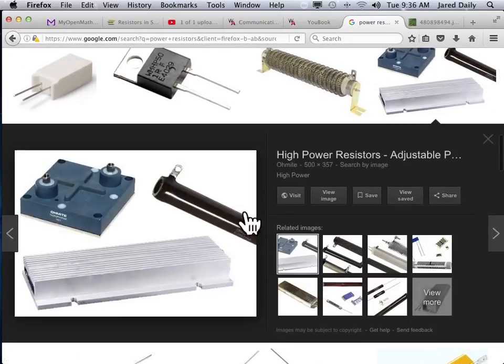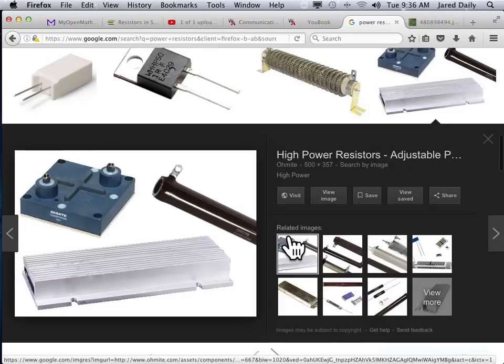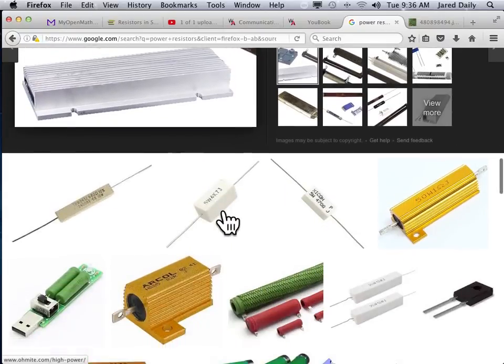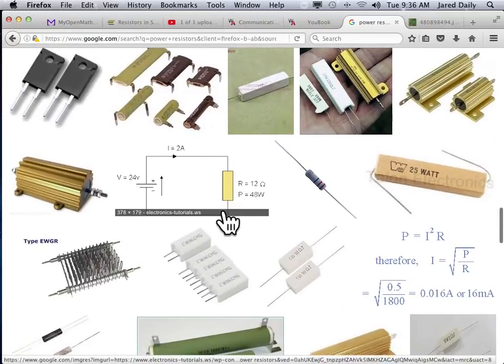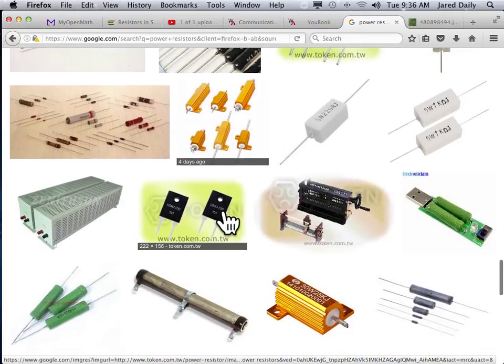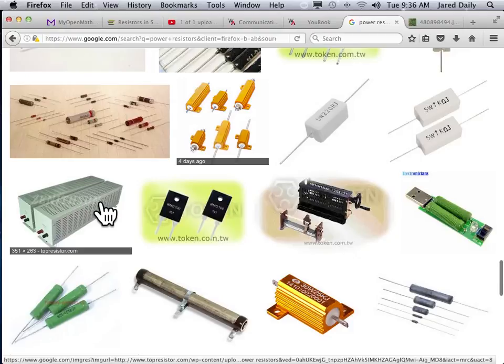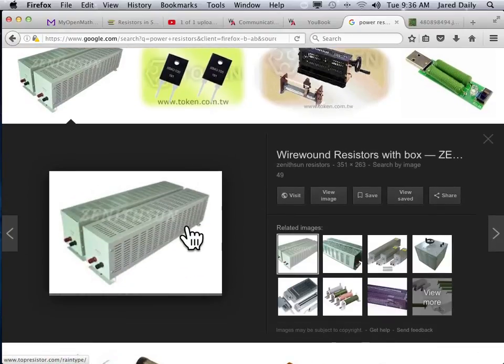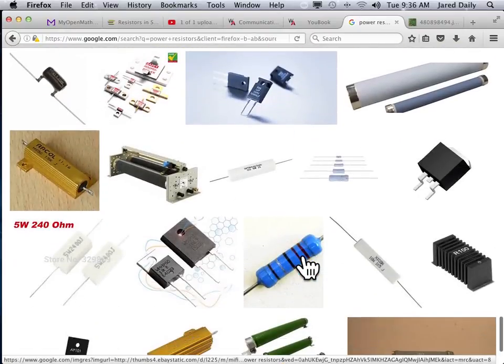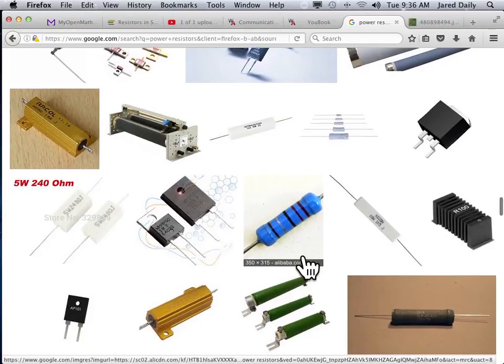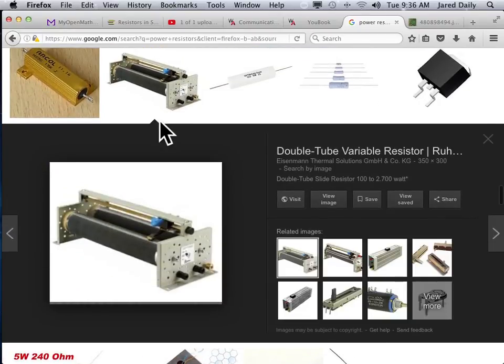Here's a power resistor that uses a different kind of heat sink. This one has a hole through the middle so that air can go through it and cool it off. So some of these resistors can be the size of a building. This one is enclosed in a box, probably with fans on it to try to keep it cool as they dissipate so much heat.